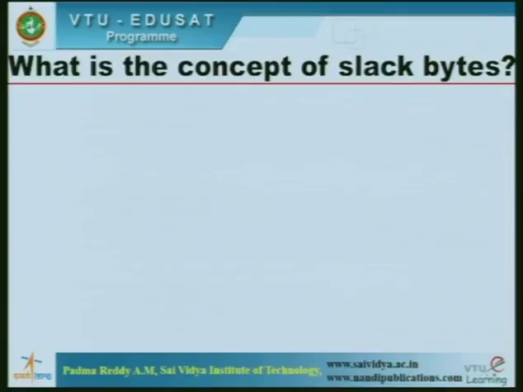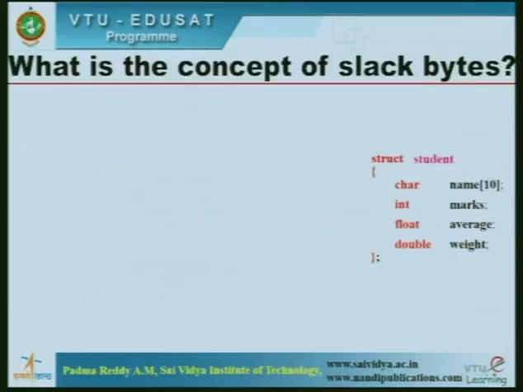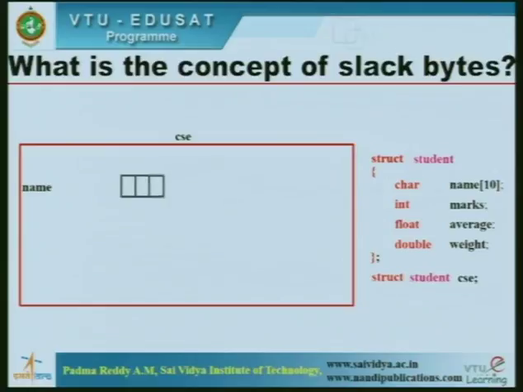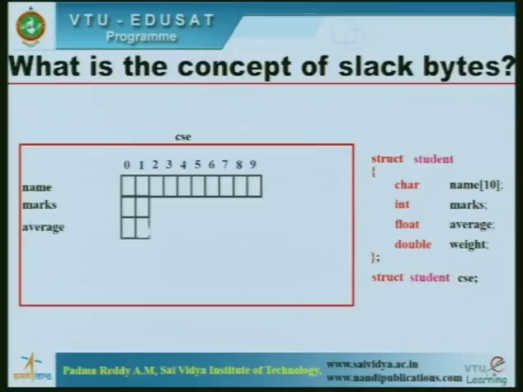Next, let us see what is the concept of slack bytes. Take this structure. Is memory allocated for this structure? Definitely not. If I want to allocate memory, this structure must be associated with a variable, say CSE. CSE is of type struct student. Now memory is allocated for name, consisting of 10 fields ranging from 0 to 9, and then we have marks 2 bytes, then average 4 bytes, and then weight takes 8 bytes.